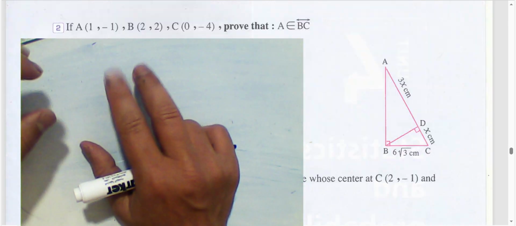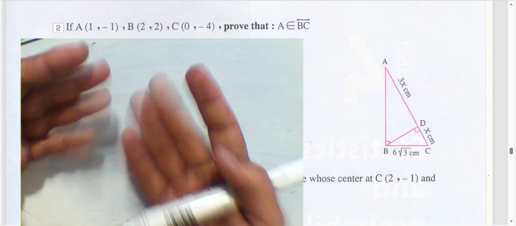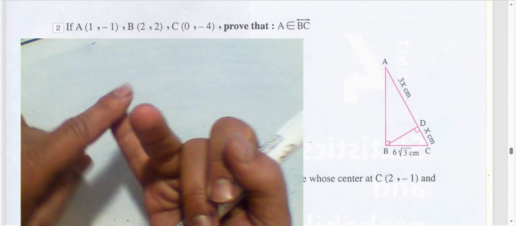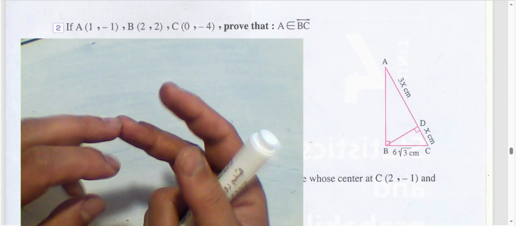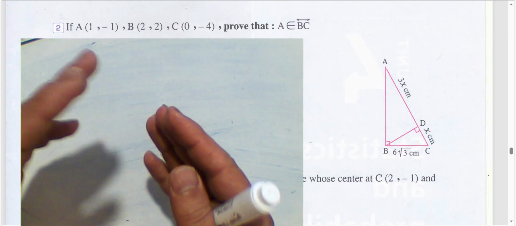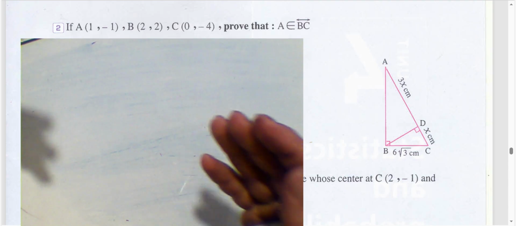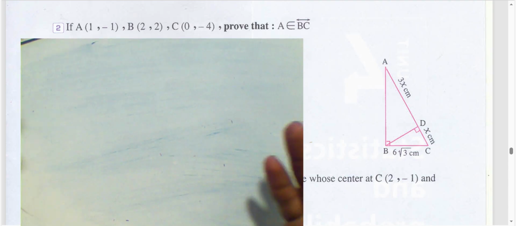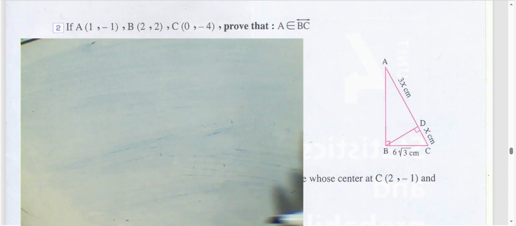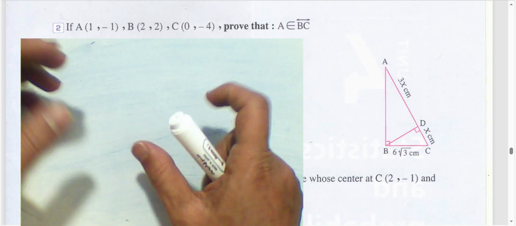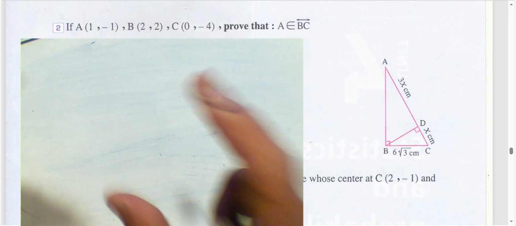Next question, we have two solutions. He wants to prove that A belongs to BC. First solution, we can find the slope of AB and BC, or AB and AC. If the slope of AC equals the slope of AB, and A is common between the two sides, then the straight lines are collinear, or A belongs to B and C. It's the first solution. Second solution, we can find the distance between AB and BC and CA, and if you find the greatest length equal to the sum of the smaller lengths, then A, B and C are on the same straight line, then A belongs to BC.